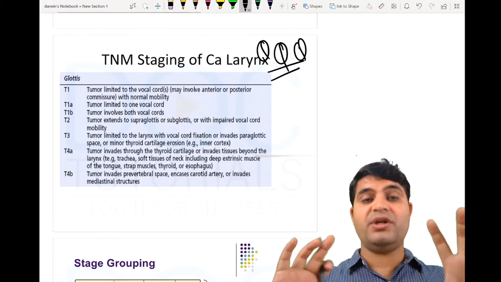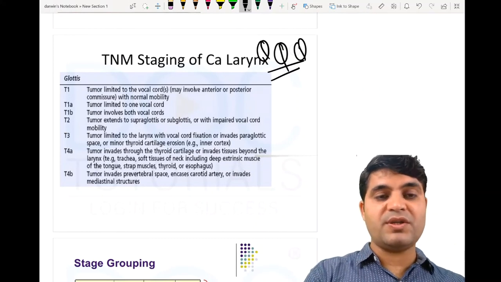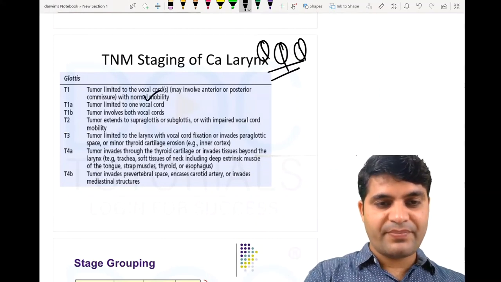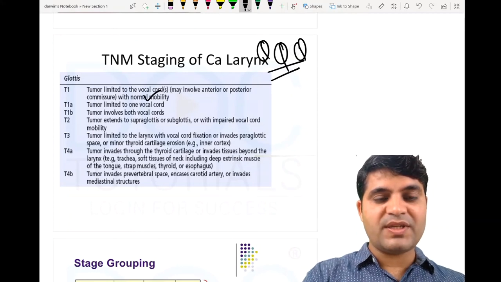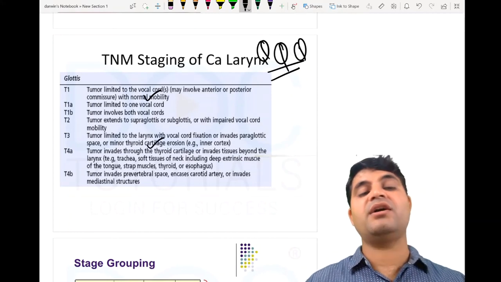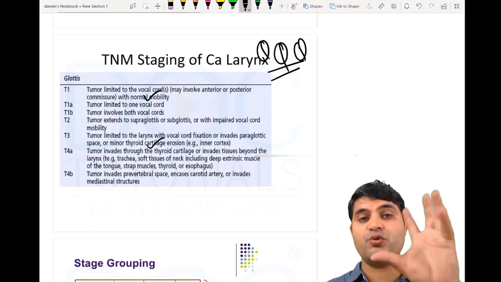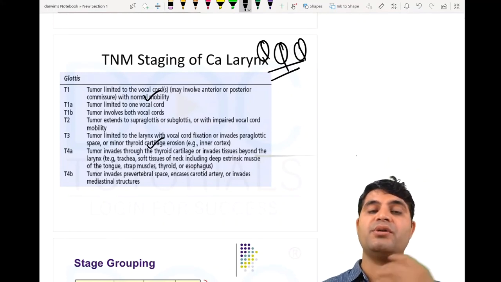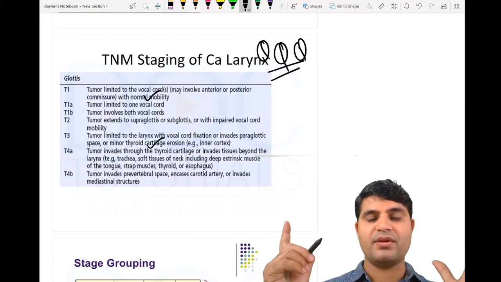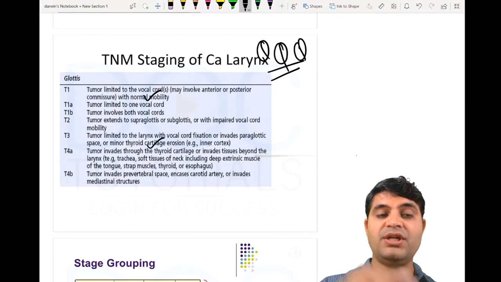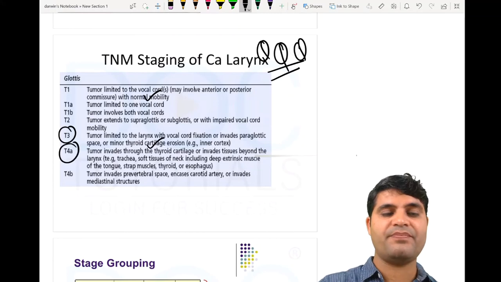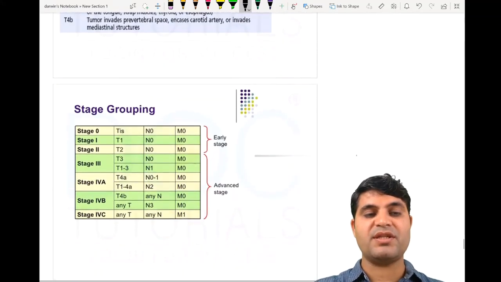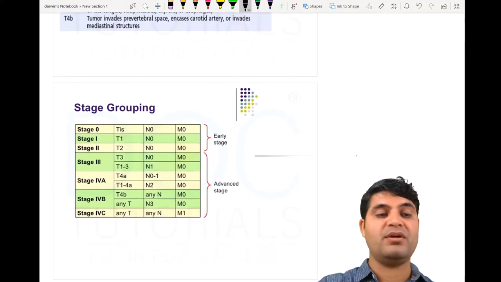I cannot tell you the TNM staging here, but very important is cord mobility. Clear? So we decide with cord mobility and thyroid cartilage erosion. So these two words are very important here. When thyroid cartilage is gone, T4 disease. When cord is fixed, T3 disease. Clear? So very important, and sometimes we ask this stage grouping.